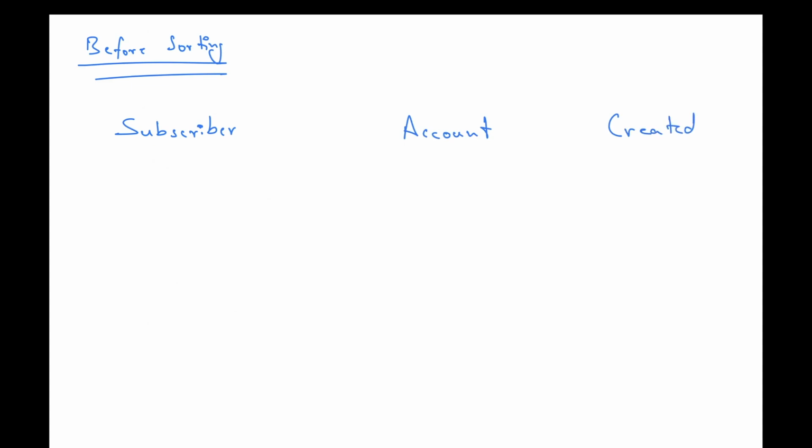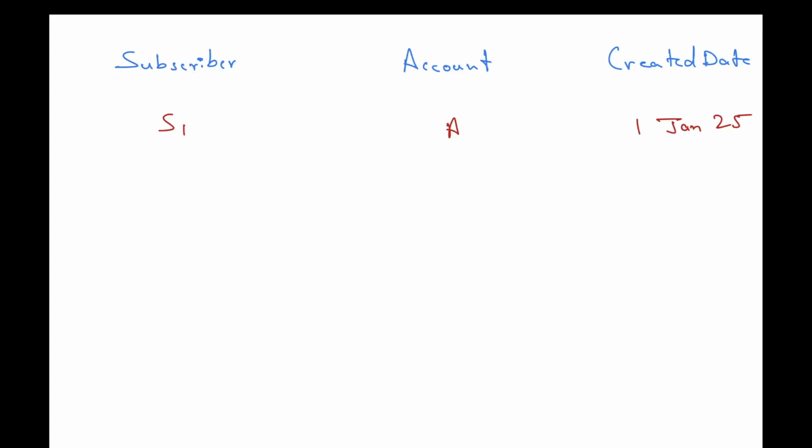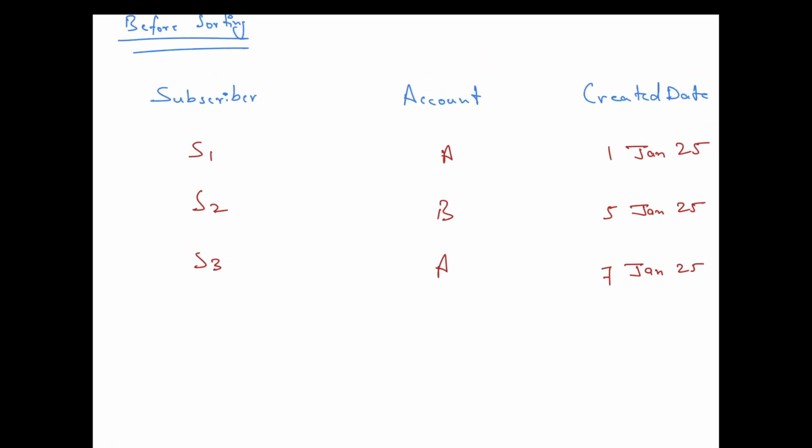So let's understand the logic of sorting by an example. Before sorting, we had this type of data. Let's create three columns: one for subscriber, one for account, and one for created date. Subscriber record S1 belongs to A and its created date is, let's say, 1st Jan 25. Subscriber record S2 belongs to account B and its date is 5th Jan 25. And at last, subscriber record S3 belongs to A and its date is 7th Jan 25. So before sorting, we had this type of data.